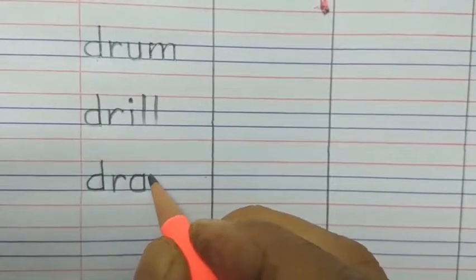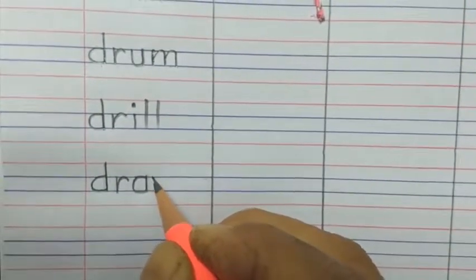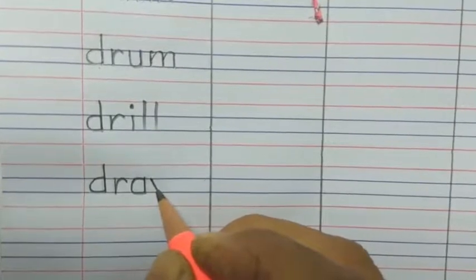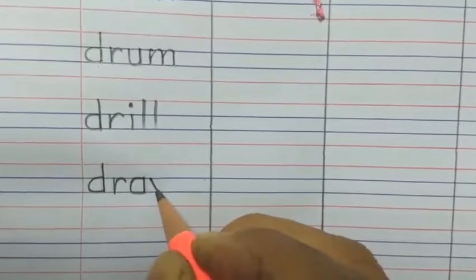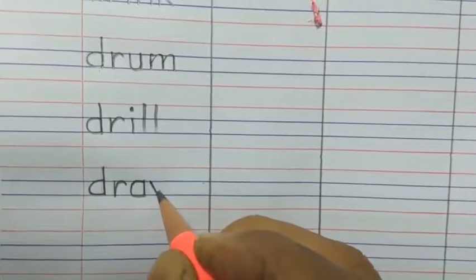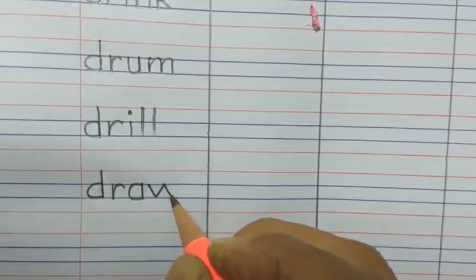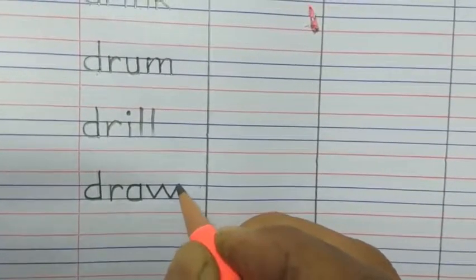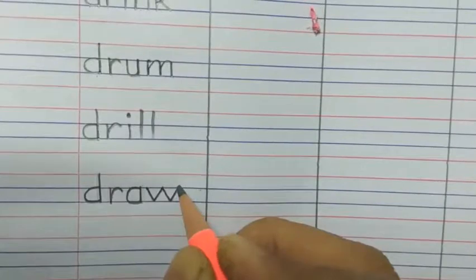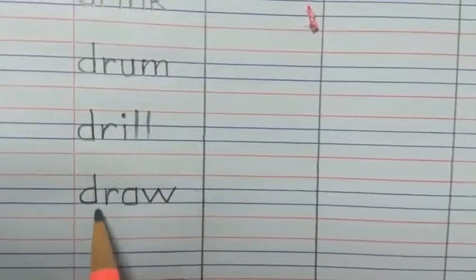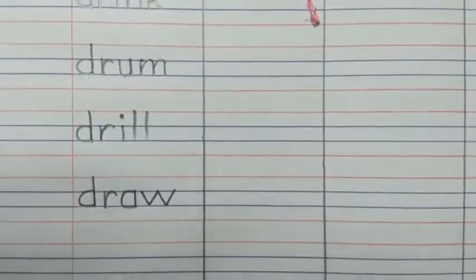W. So first make a slanting line from first blue line to second blue line. Again a slanting line to the right. Again come down with a slanting line and one more line and touch the first blue line. W. D-R-A-W, draw. Draw means to do something with a pen or a pencil on a paper.